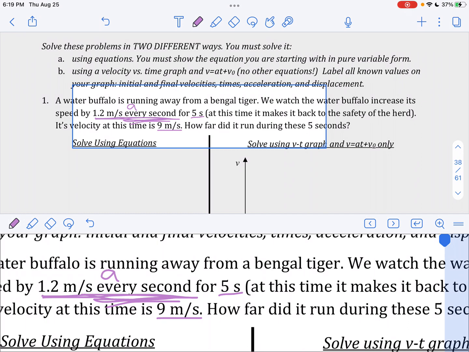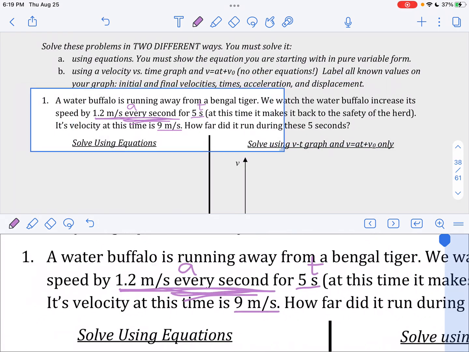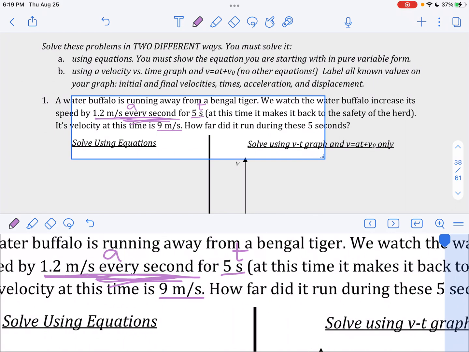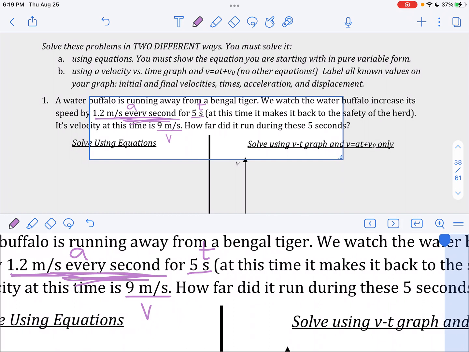For 5 seconds, that sounds like the time. And then it makes it back safely. Its velocity at this time, or at 5 seconds, is 9 meters per second. So that is the final velocity, or what we often just call v. So we've got our acceleration, our time, and then our final velocity. The question we want to answer is how far did it run during those 5 seconds? So how far, that's the displacement. And so we use change in x, or x minus x initial.